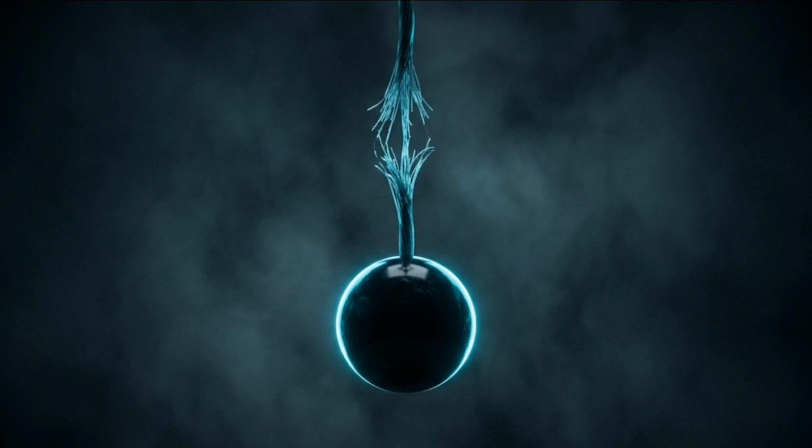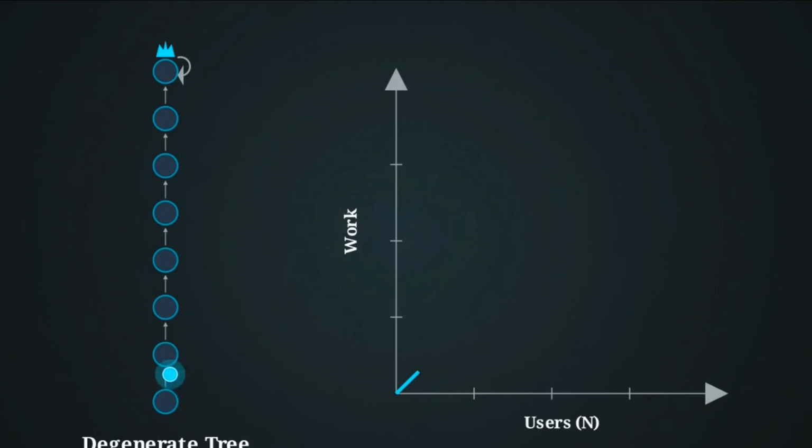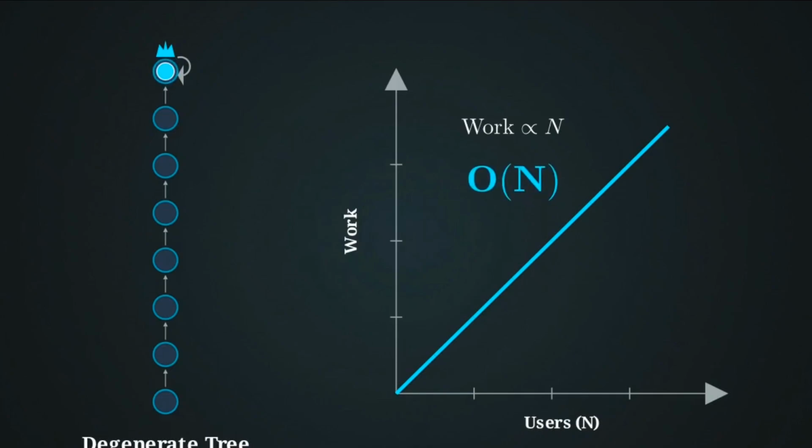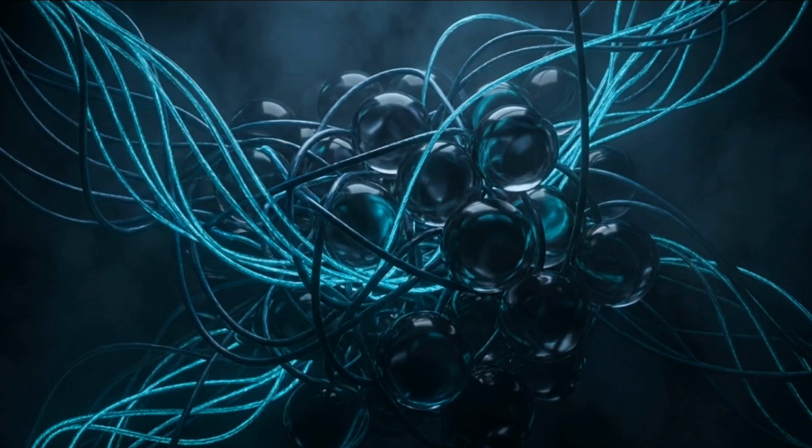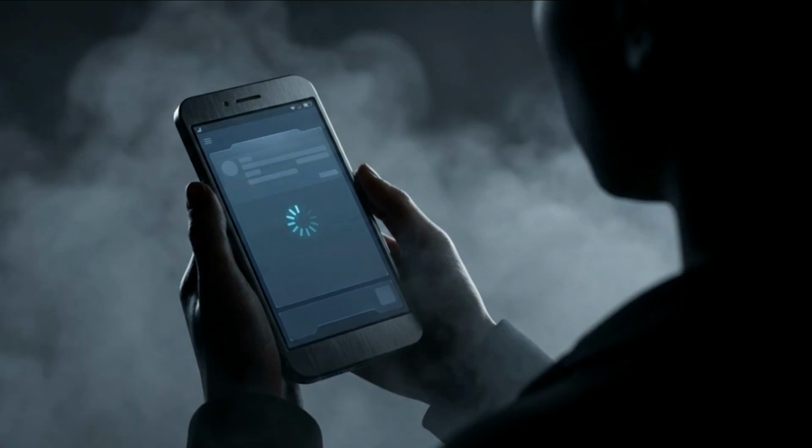When the system needs to verify which group the newest user belongs to, it has to walk up the entire length of that chain, one link at a time, until it finally reaches the root boss at the very top. This naive structure forces your server to do an amount of work directly proportional to the number of users, a time complexity known as O of n. Simple code logic can create severe physical bottlenecks in the data structure, capping the growth of the entire application.